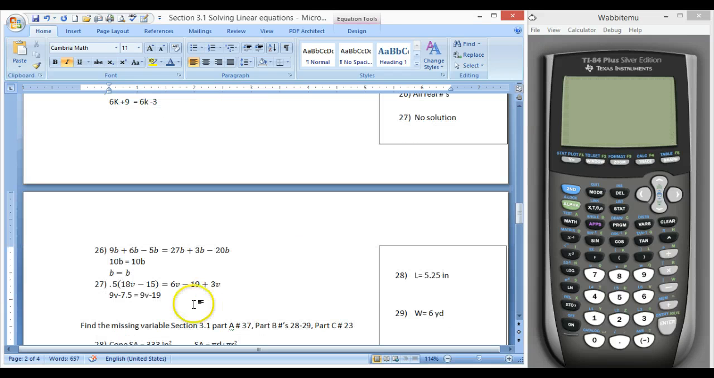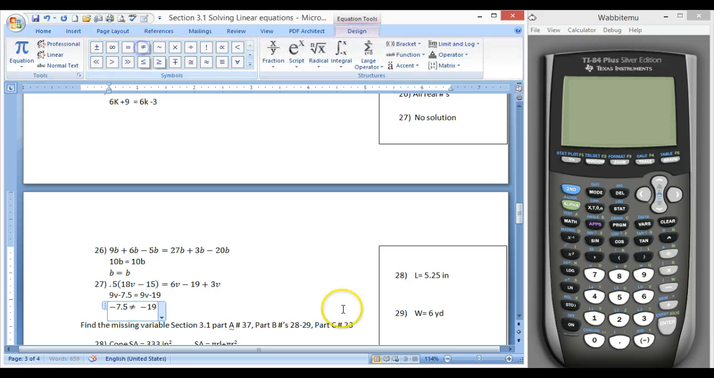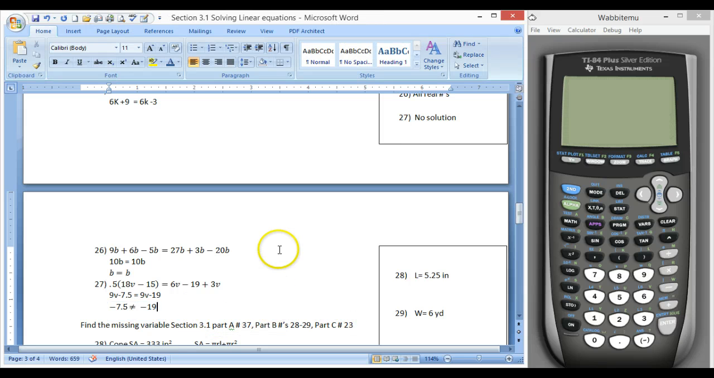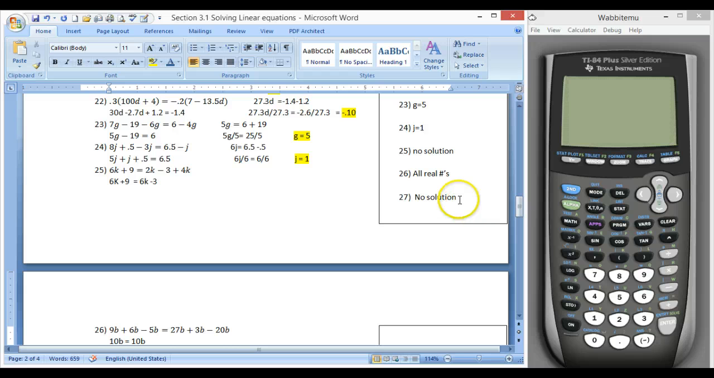Again, 27 is no solution, but if you'd like to keep moving on by combining things, I can combine all of the v's on the left side, so I get 9v minus 9v. That cancels out all of the variables, so I'm left with negative 7.5 equals negative 19. That will never equal each other. Negative 7.5 will never equal negative 19. So it's another crazy equation, and our answer is no solution.